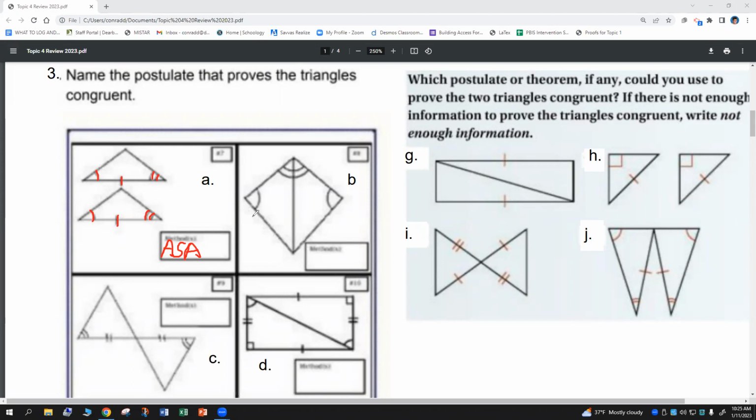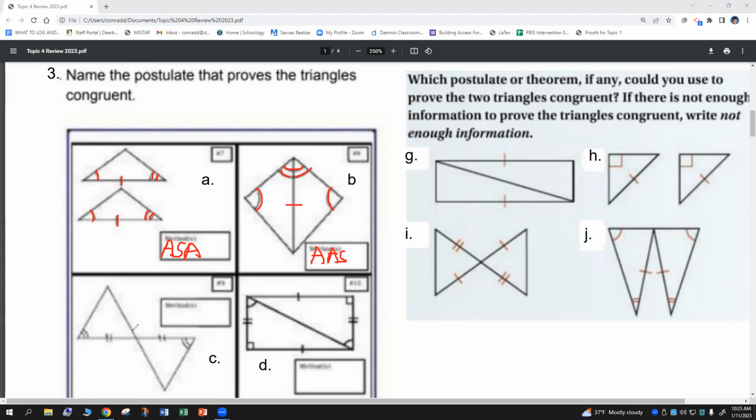So angle, side, angle. Number 3, we have a shared side, so we can put a hash mark on the shared side. And then we have one pair of angles, a second pair of angles, and then our pair of sides. Okay, this time it's not between the two pairs of angles, so it's not angle, side, angle. It's going to be angle, angle, side. So this one is angle, angle, side.